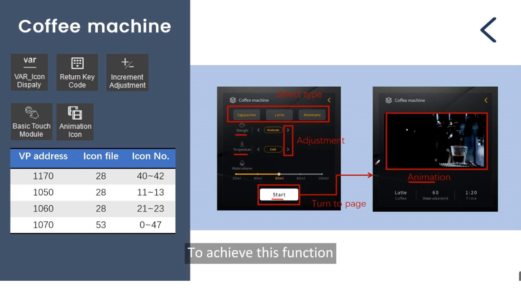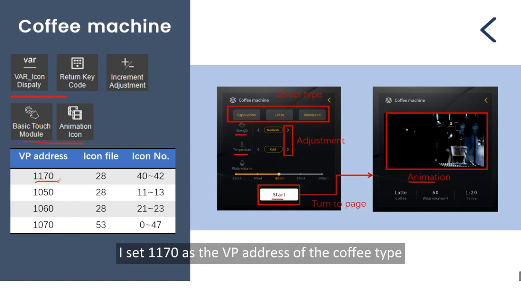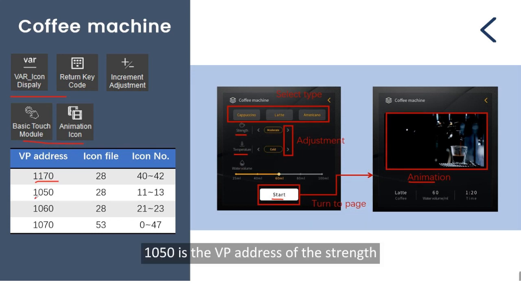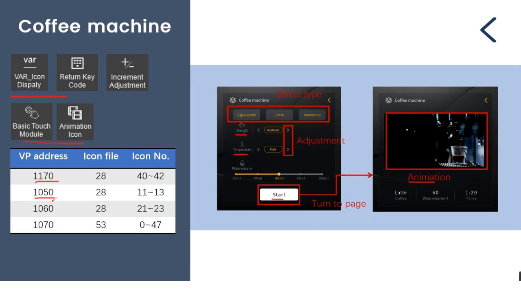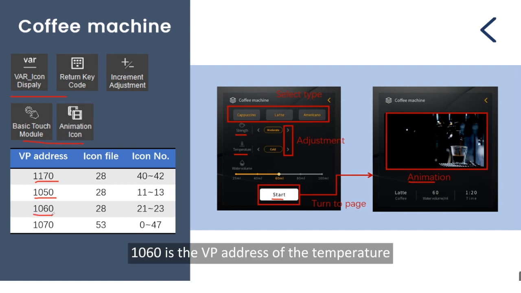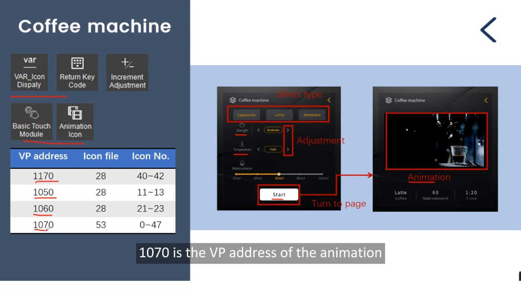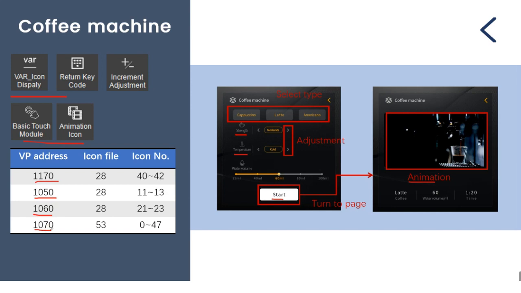To achieve this function, we need to use these 5 controls. Looking at this table, I set 1170 as the VP address of the coffee type. 1050 is the VP address of the strength. 1060 is the VP address of the temperature. 1070 is the VP address of the animation.